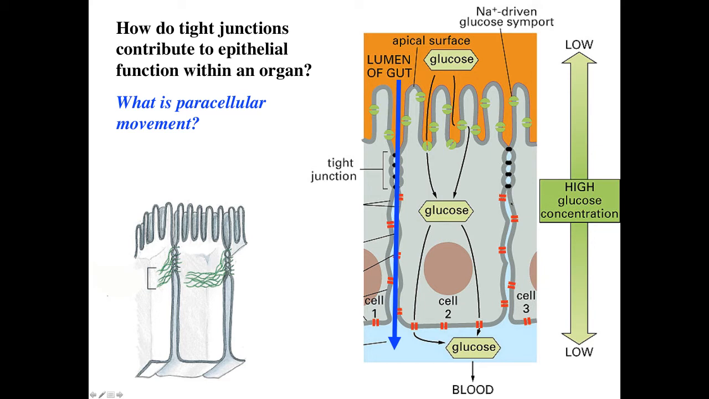Now, lest you get confused, a tight junction doesn't mean that it's holding the cells together tightly. That's a little bit counterintuitive. It's not providing structural integrity of the epithelium. It's a tight junction in that it's maintaining plasma membrane domains, not letting material move from the apical domain to the basolateral domain, and likewise not letting material move between the cells. That's why it's called a tight junction.